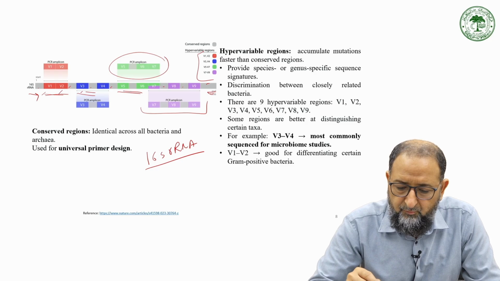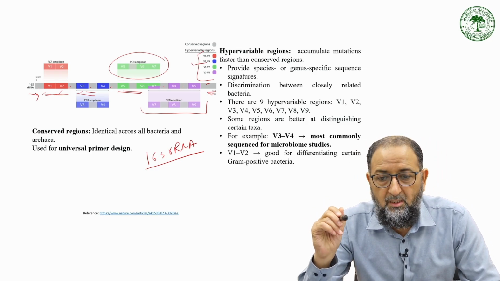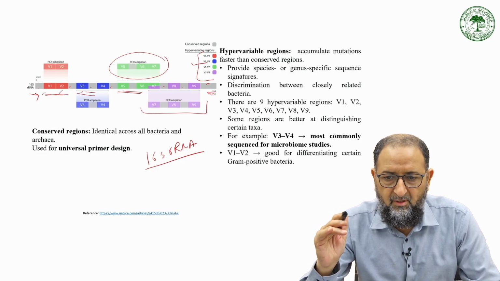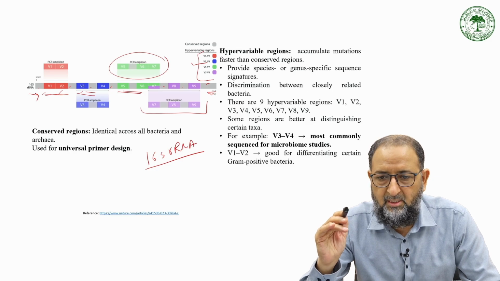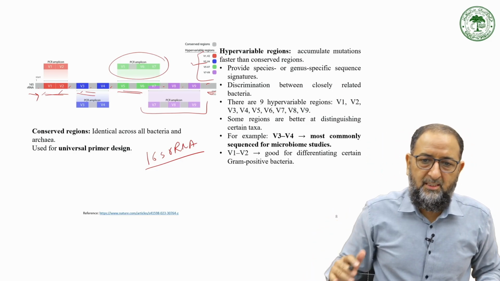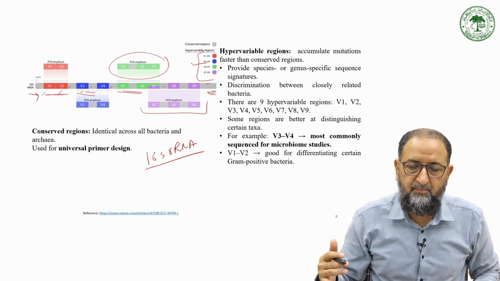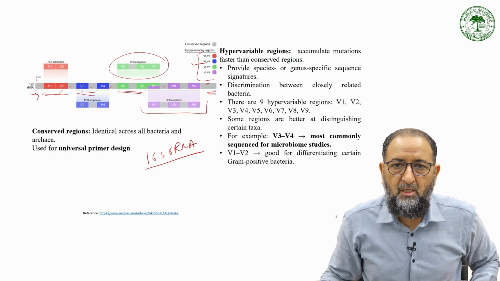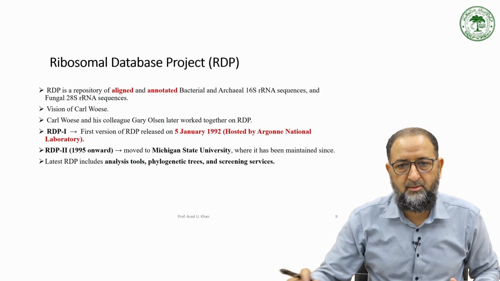So, V3 to V4, the blue one, is most commonly sequenced for microbiome studies, whereas V1 to V2, the red region, is basically good for differentiating certain gram-positive bacteria. So, this information which we identified in the gene through gene sequencing with primers will be used for the analysis of these species.